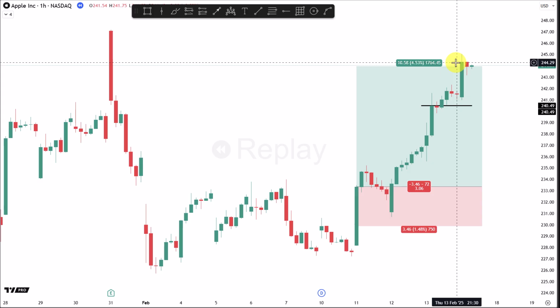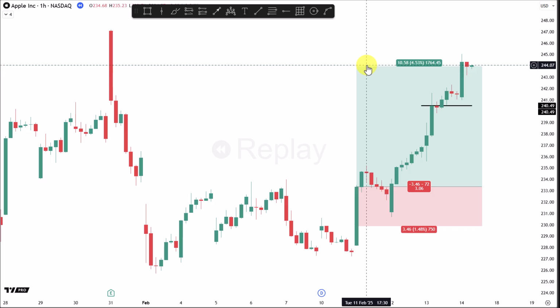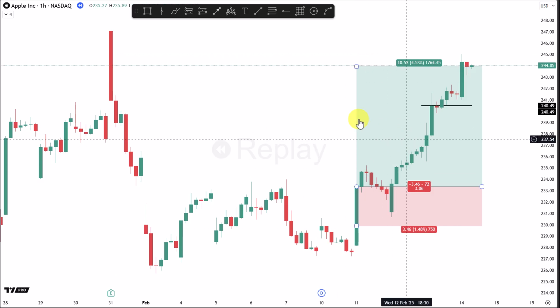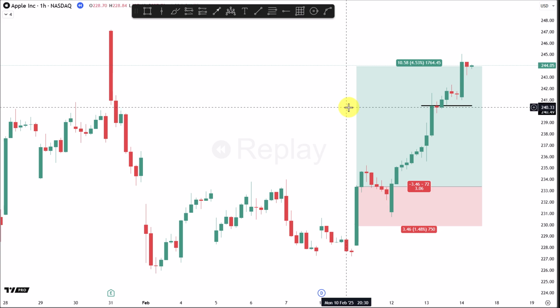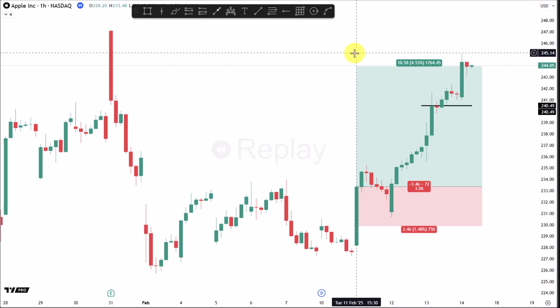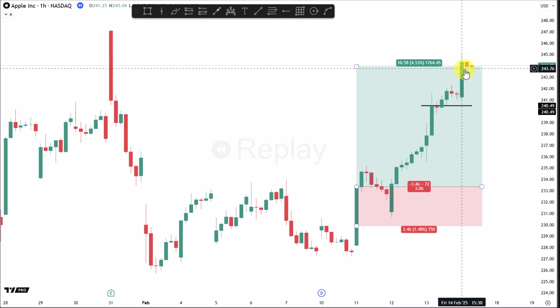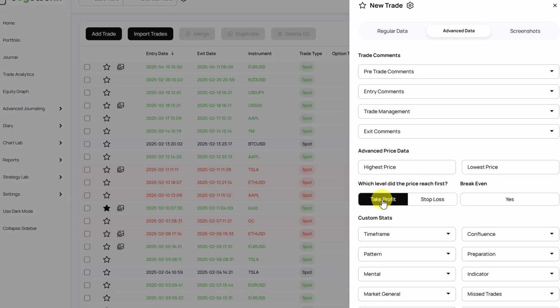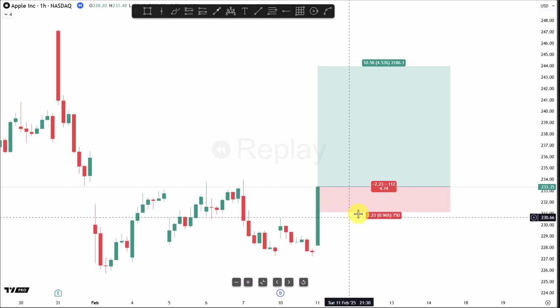So what do we do? Again, just ask yourself the question, did the price reach the initial target before the initial stop loss? And which level was hit first? And this is independent from your actual exit. Only the initial stop and the initial target matter here. So in this case, the price would have reached the initial target and we would still tick this with take profit here. So let's take a look at another example.